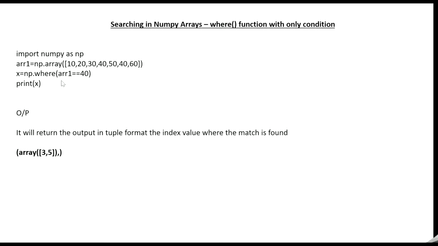Here friends, we are giving just the condition. We are not specifying x and y. So what the Python interpreter returns is the index values where 40 is present. So 40 is present at index 3, that is 0, 1, 2, 3, 4, 5. So it's present at index 3 and 5. So the output would be 3 and 5.